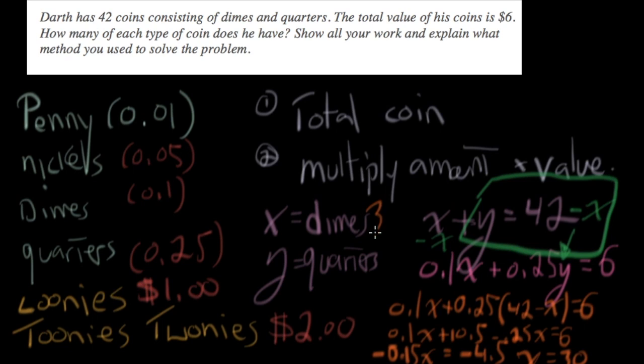So there you go. If there are 42 coins in total, then there must be 12 quarters. And there you go. That's how you do coin questions.